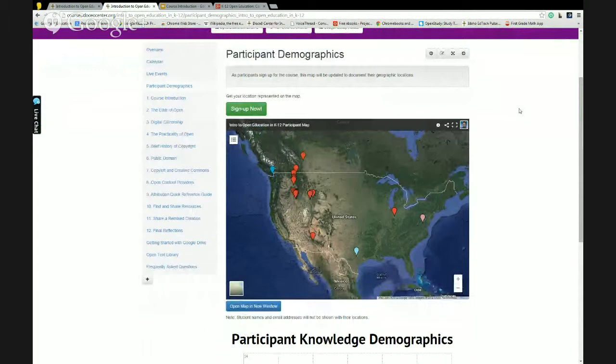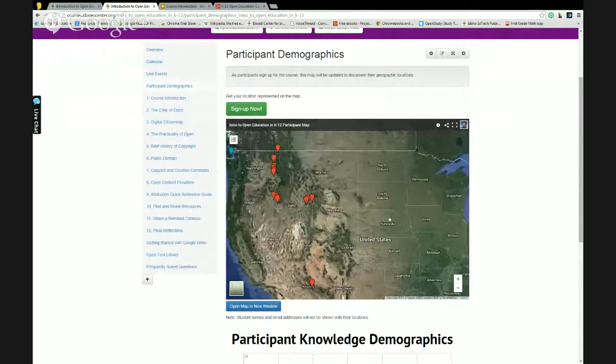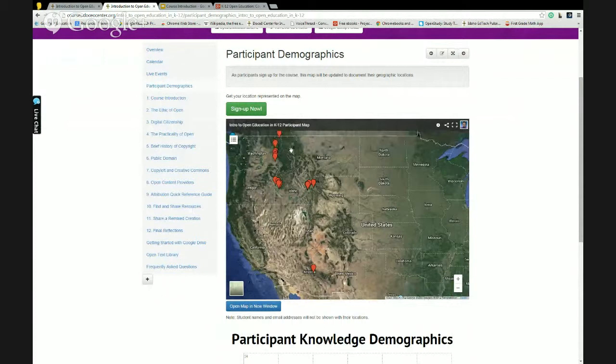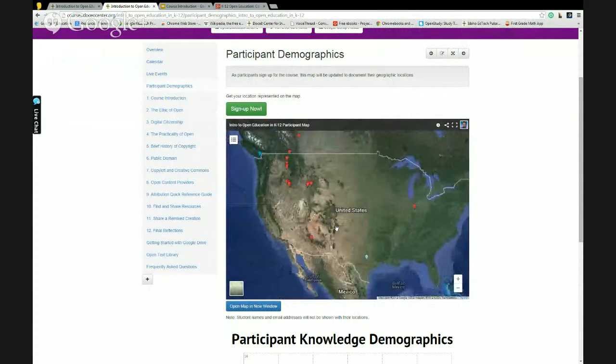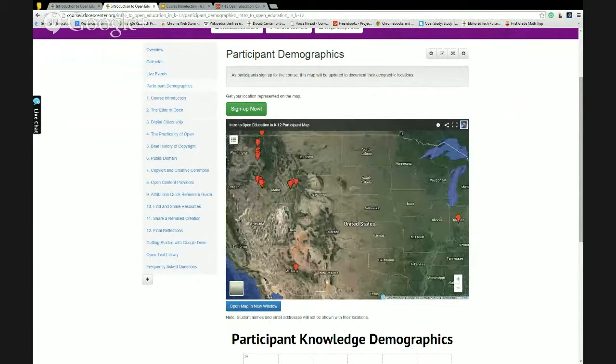So you'll see that we do have a lot of people in the state of Idaho. Idaho is broken up into three major geographic regions. You have the North, the Southeast, and the Southwest. And we have representatives from all three geographic regions. We also have people from outside of Idaho participating. We have a participant from Canada, or a couple from Canada, a participant from Arizona, and a participant from Indiana.